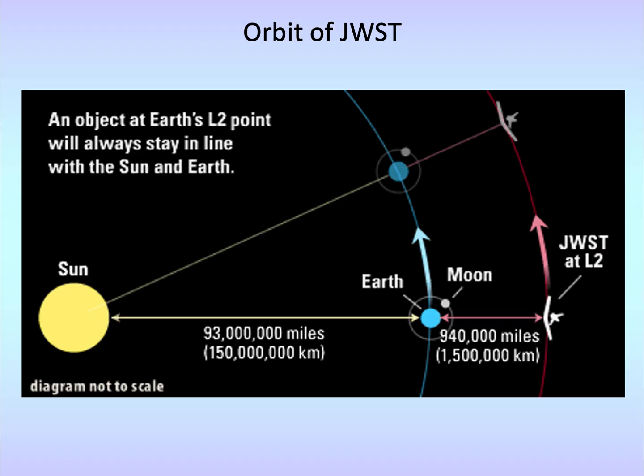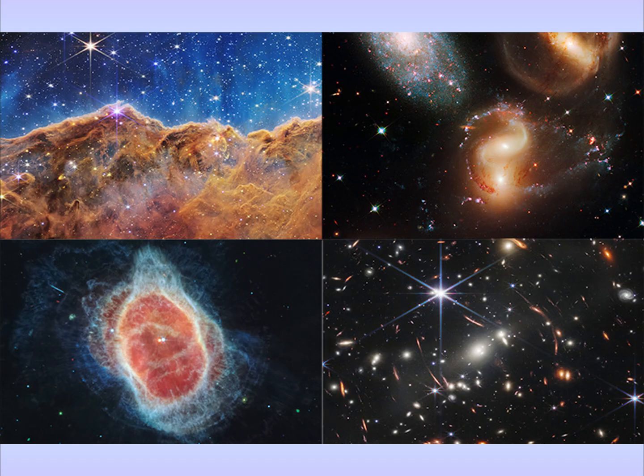Luckily, everything worked as planned with the Webb. It is so far away, much farther than the Moon, that we could not send astronauts to fix it if something had gone wrong. Here are a few of the first images that Webb took. These gas clouds and galaxies show much more detail than other telescopes can.